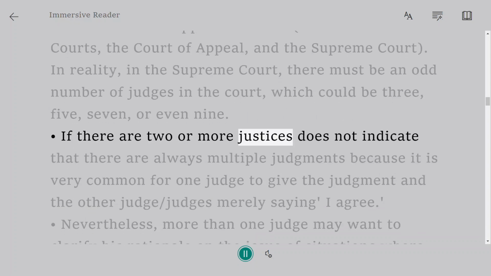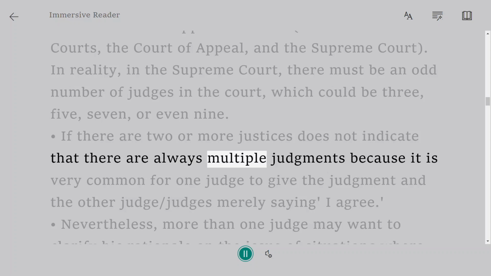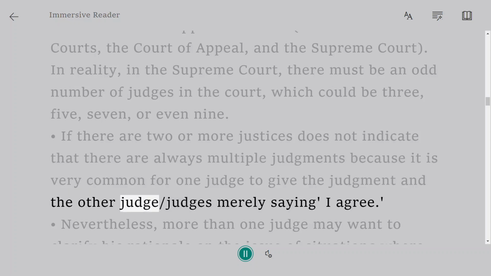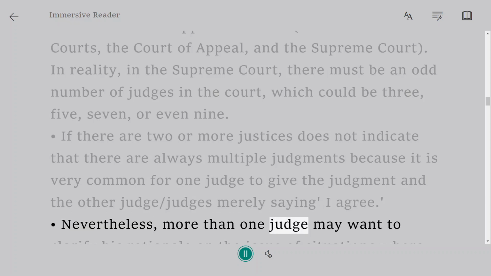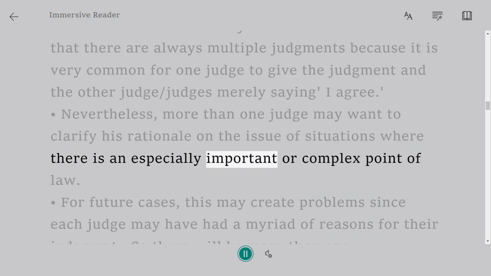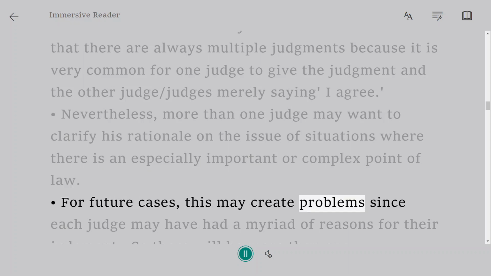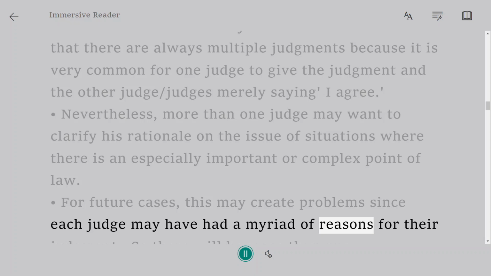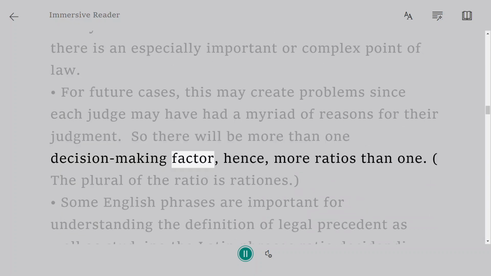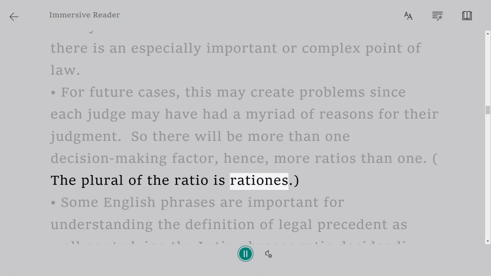Having two or more justices does not mean there are always multiple judgments, because it is very common for one judge to give the judgment and the other judge or judges merely to say I agree. Nevertheless, more than one judge may want to clarify his rationale where there is an especially important or complex point of law. For future cases, this may create problems since each judge may have had a myriad of reasons for their judgment. So there will be more than one decision-making factor, hence more ratios than one. The plural of ratio is rationes.